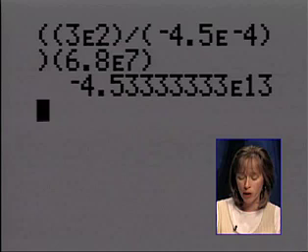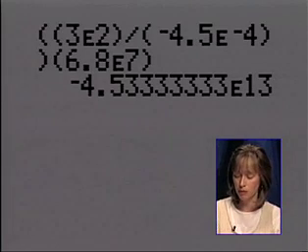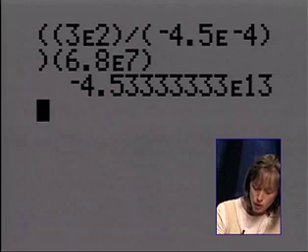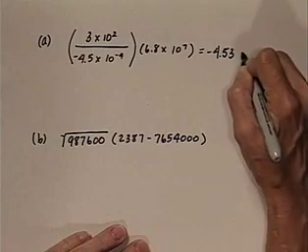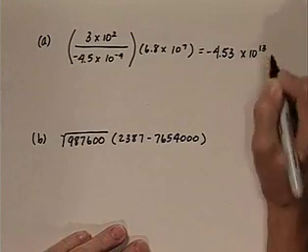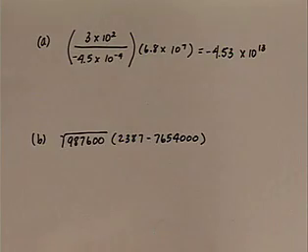In addition, I'll round to a couple of decimal places as I write this solution down. So the answer to the first calculation is negative 4.53 times 10 to the 13th. Well, let's try this next calculation.